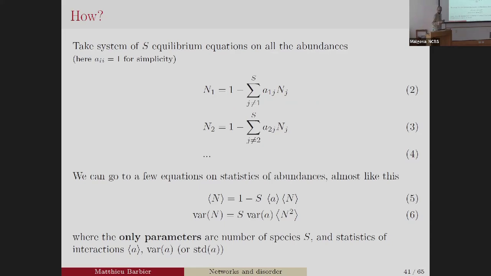I lost you. What are you averaging over? Sorry. Averaging over species. This is at a fixed point, right? Everybody is at equilibrium now. So I'm just saying what is the average species abundance and what is the variance between species of abundances, right? Averaging over S species. Over S species, exactly.